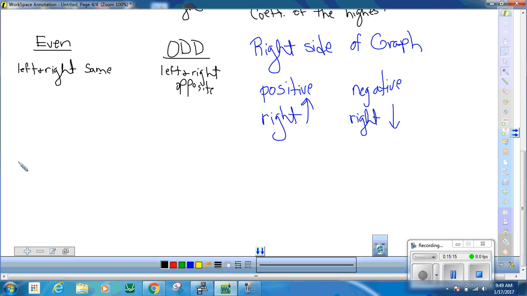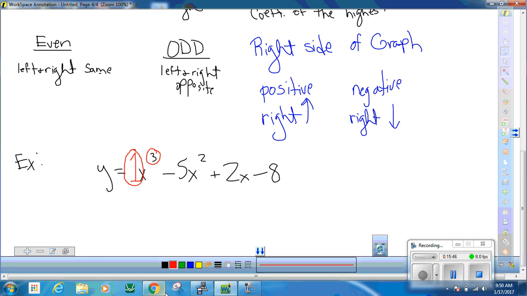So for example, if I have the polynomial y equals x cubed minus 5x squared plus 2x minus 8, and I want to know what its end behavior is, I do not have to actually go to Desmos and graph it. I can just look for the leading coefficient and the degree. So the highest exponent was 3, and don't forget, when there's not a number written in front of the variable, it's that understood 1. So this is my leading coefficient.